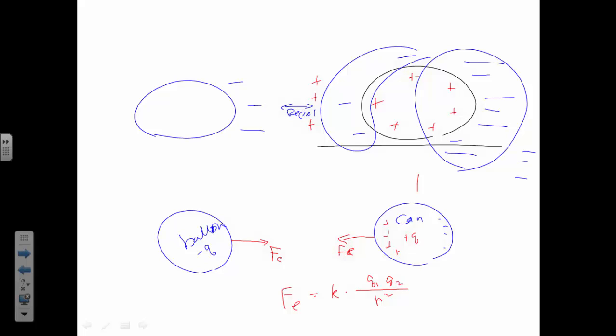We had mass when we were talking about gravity. Here, Q is the equivalent of mass. All right, so they're identical. These are calculated the same way.